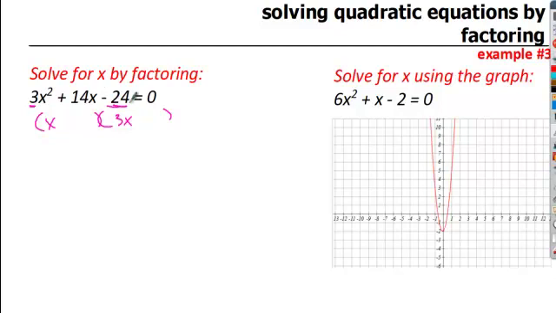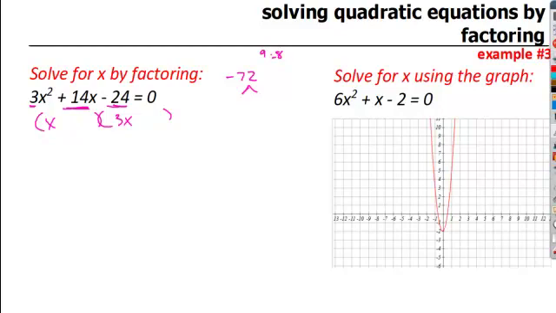Okay, so if I take my leading coefficient times my constant, 3 times negative 24, I have 3 times negative 20 is negative 60, 3 times negative 4 is negative 12, so negative 72. So if I look to see are there any factors of negative 72 whose overall sum is positive 14. Okay, so if I start looking, I have, again, like 9 and 8.